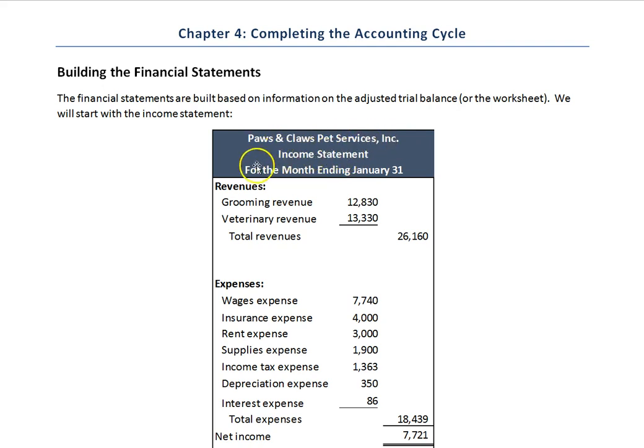This is an income statement, and an income statement, remember, these are streams of information. You don't earn revenue at a specific point in time, you earn revenue over time. Same thing with expenses, they're incurred over time. That's why we see the date here being for the month ended, not just January 31st, because we've earned these revenues over the entire month of January and incurred these expenses over the entire month of January.